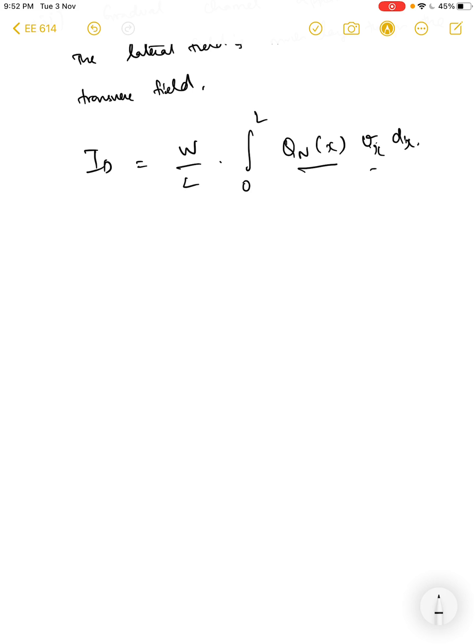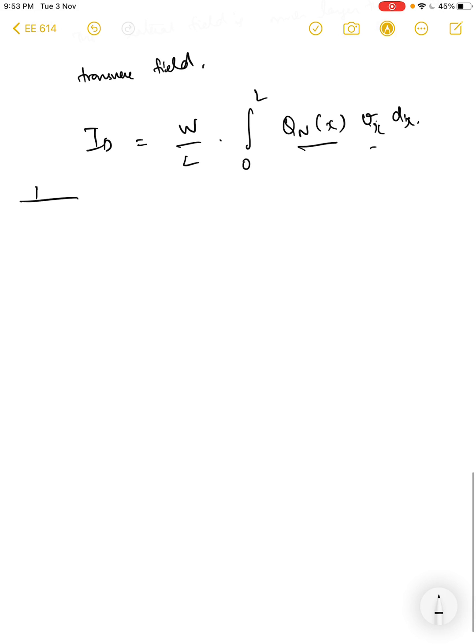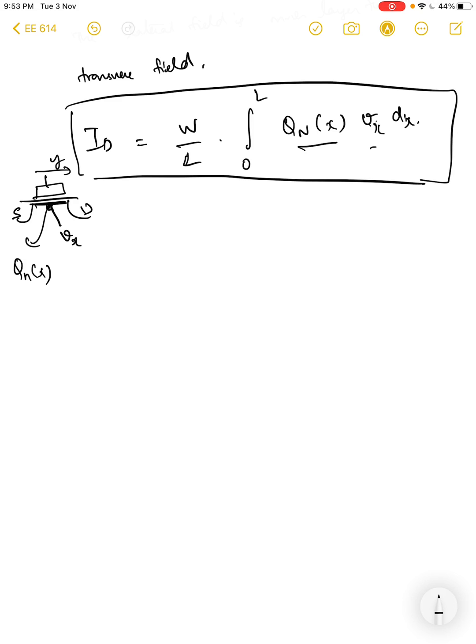Current is conserved along the channel, right? So basically I'm talking about something like this. This is the source, we have the drain, and this is along y. And if I apply a gate bias, I have a charge density here which is a function of x, and at each point x you have a velocity Vx, right? And because the current is constant, what we do is we integrate the charge from 0 to L and divide it by L to give you the average charge at any point. So the current is calculated by the average charge multiplied by the velocity to give you the actual current at that particular point, right? So this is the general equation for the drain current. So the question now is, how do you find the charge density Qn? There are different ways to find it. So now let us go over them one by one.